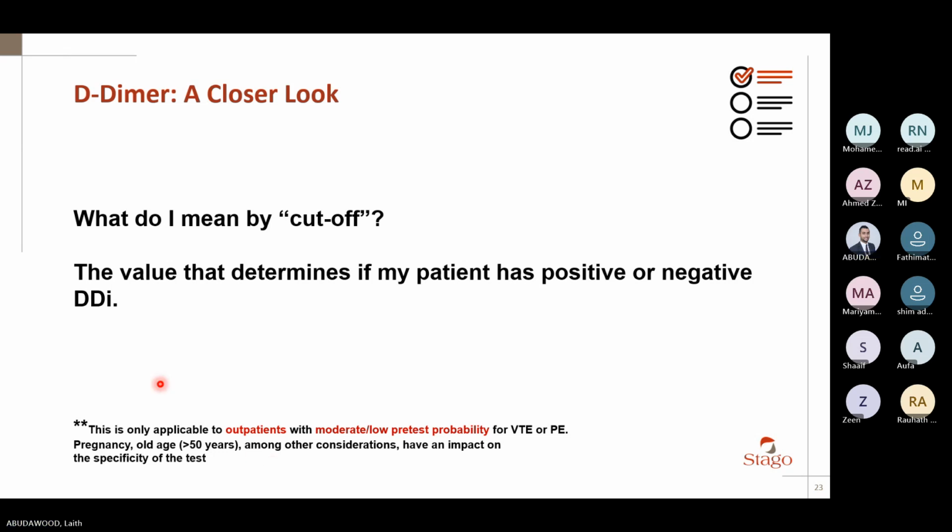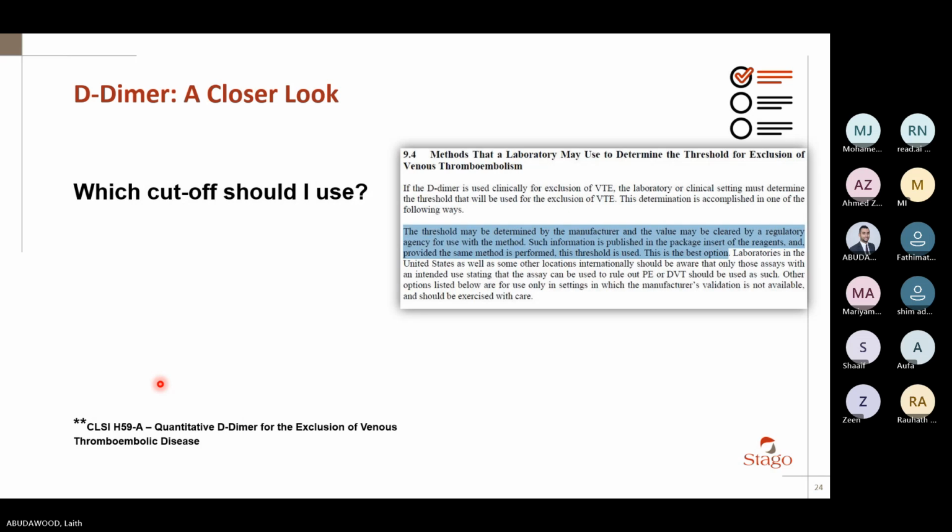So, where do I get this cutoff? CLSI tells you very clearly, as a lab, if you choose, you can establish your cutoff, but this is very, very difficult. I'll explain. So CLSI says, because we know that this is very, very difficult for the lab to do, that is establish your own cutoff for D-dimer, you should ideally, as a lab, follow what the manufacturer is suggesting to you as a cutoff for the D-dimer.